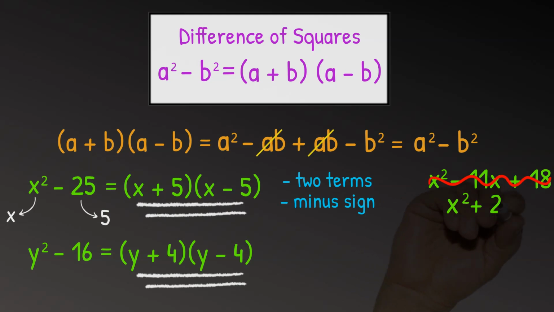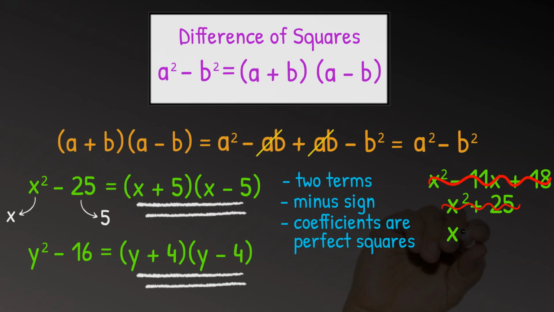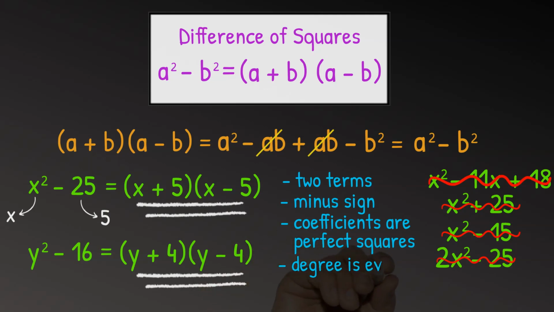So if we had x squared plus 25, we can't use this theorem because x squared plus 25 is the sum of two squares. Also, the coefficients must be perfect squares. So the theorem doesn't work on x squared minus 15 because 15 is not a perfect square, and it also doesn't work on 2x squared minus 25 because although 25 is a perfect square, 2x squared is not a perfect square.